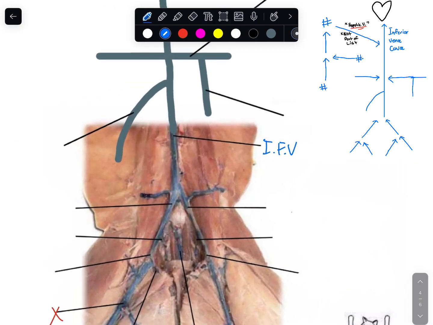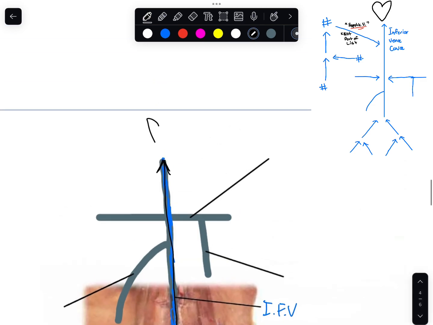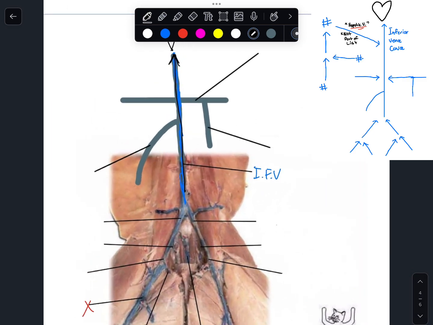Okay? Let me just draw it real quick. Like that. Remember, it's going this way. It's going that way because it's going to the heart, right? It's a vein, it's going to the heart. This is the inferior vena cava. That's the landmark that she wants us to know.